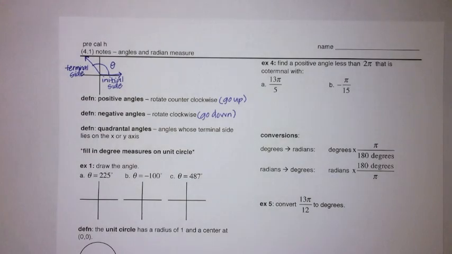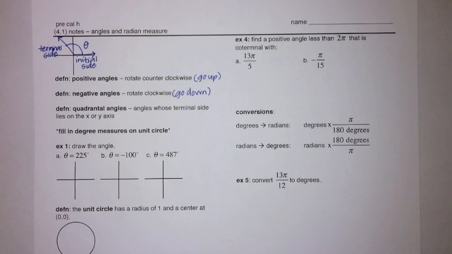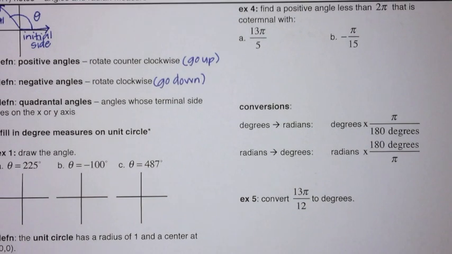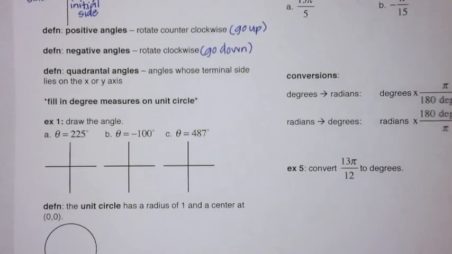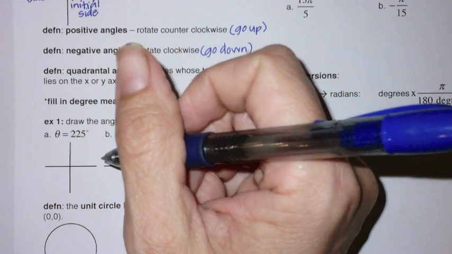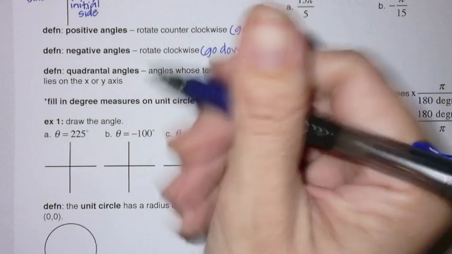Okay, so now we're going to move back to our notes, and what we're going to do is go to the first example. So the first example tells us to go ahead and draw the angle. You can see that I have these little what look like giant plus signs, but they're really like an X and a Y axis, but we're just going to impose our angle on it.